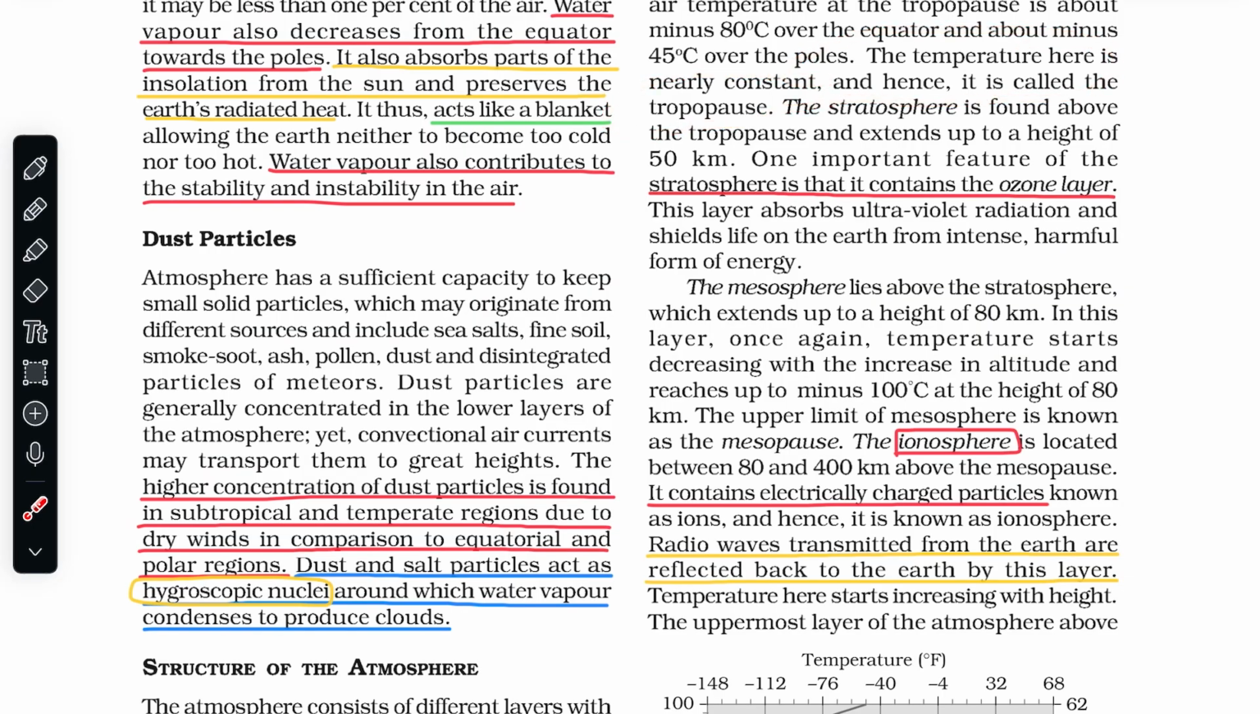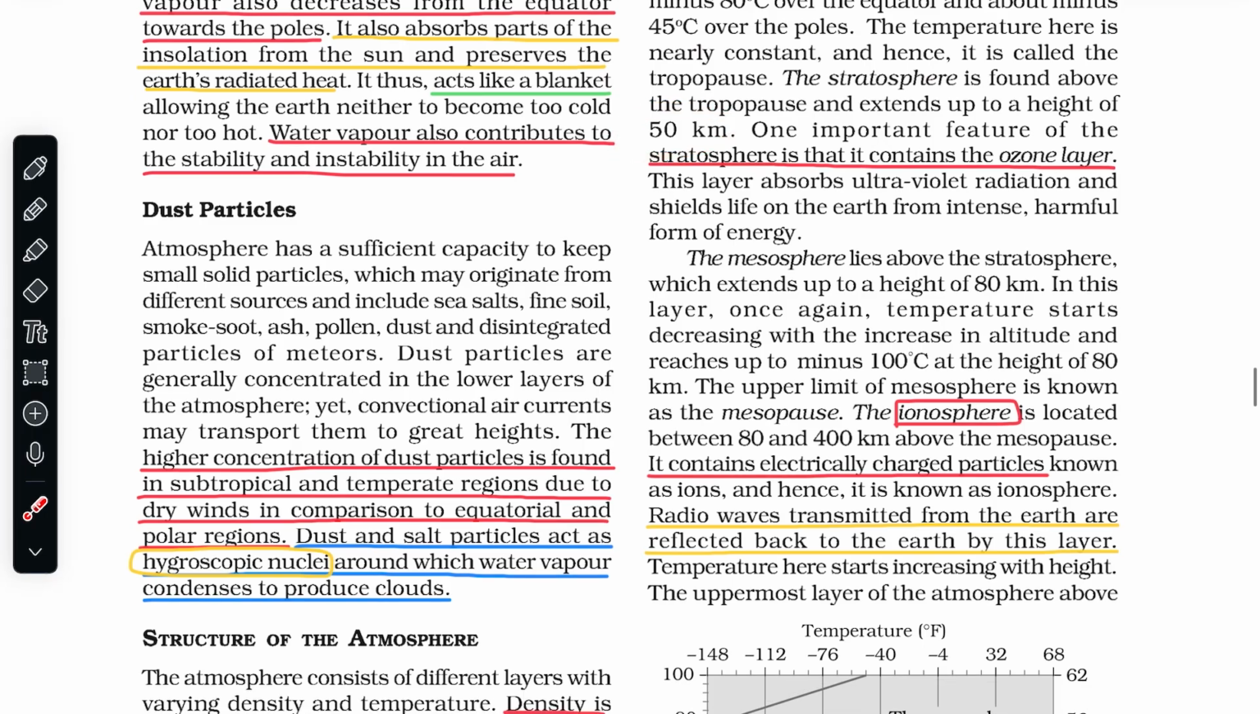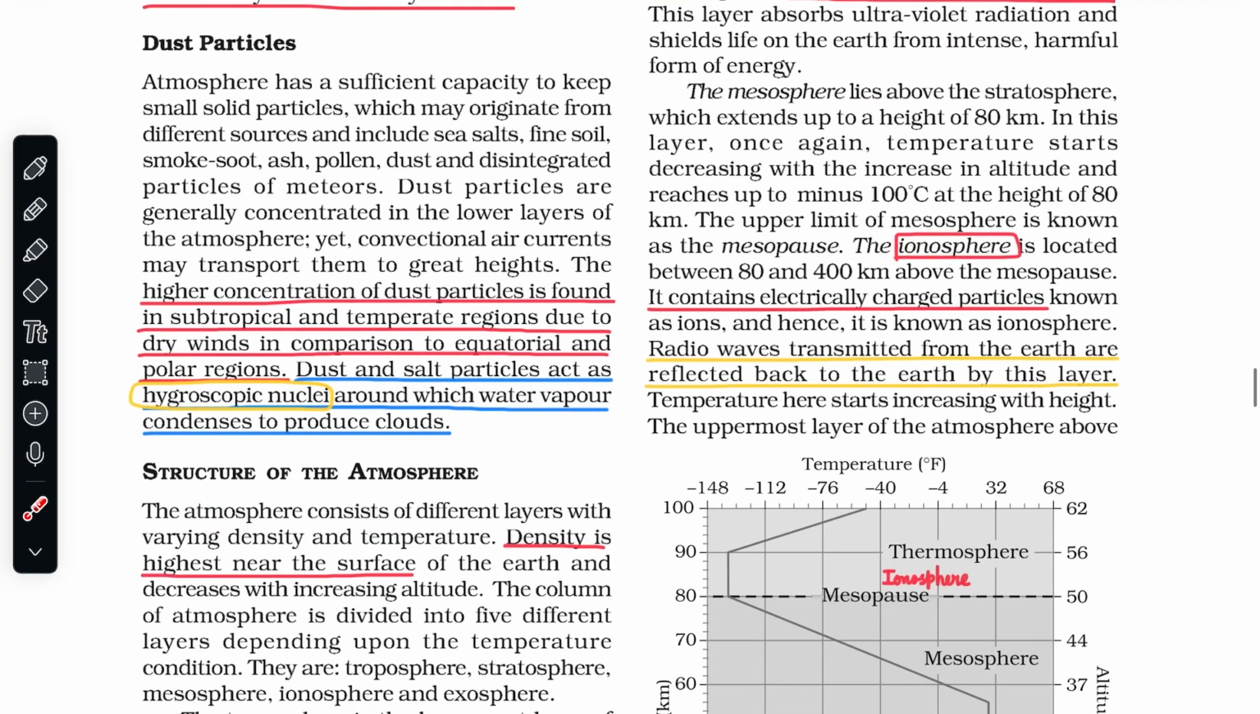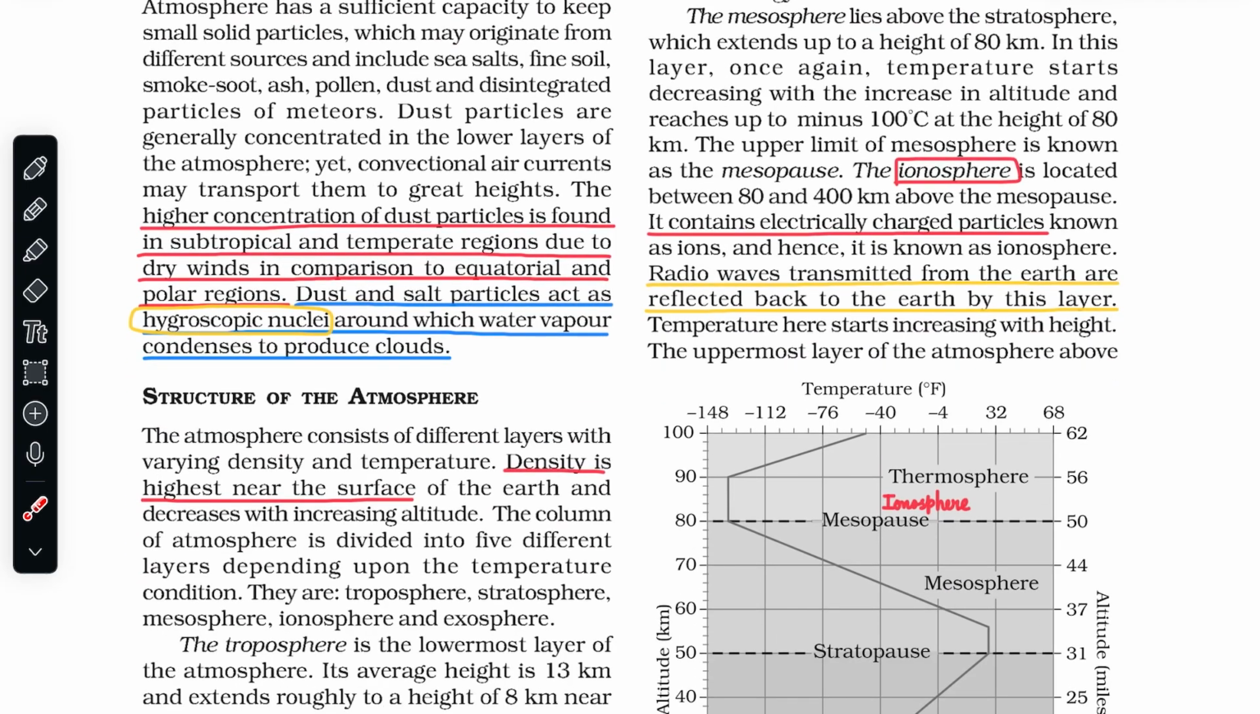The stratosphere is found above the troposphere and extends up to a height of 50 kilometers. One important feature of the stratosphere is that it contains the ozone layer. This layer absorbs ultraviolet radiations and shields life on the Earth from intense harmful forms of energy. After the stratosphere, we have the mesosphere. Mesosphere lies above the stratosphere and extends up to a height of 80 kilometers.